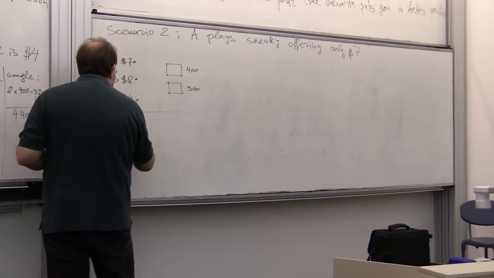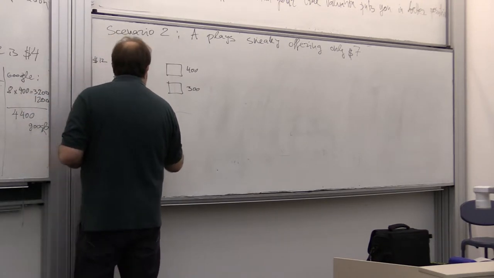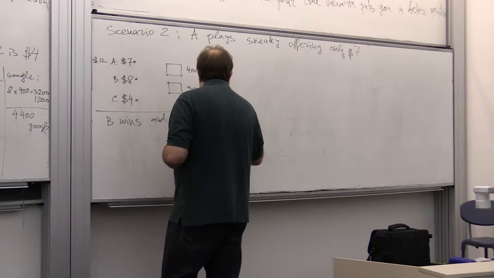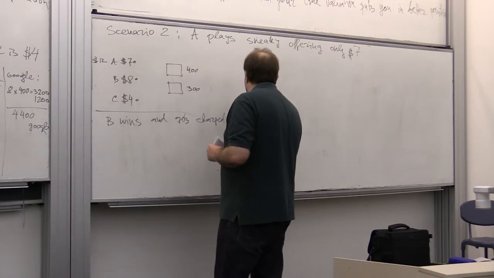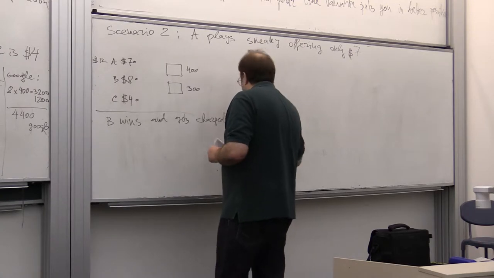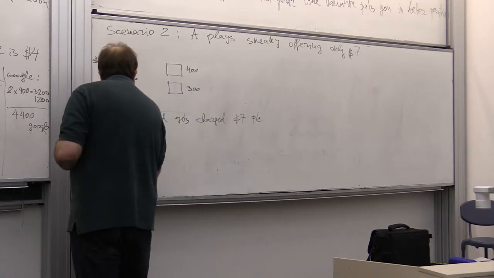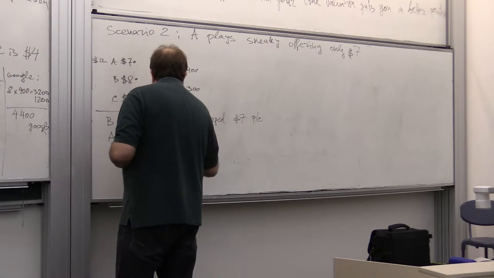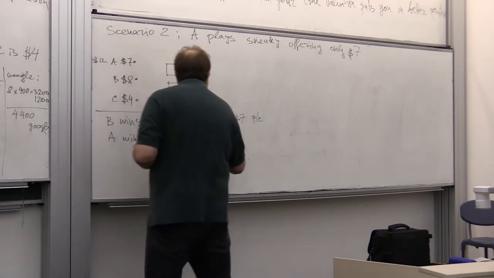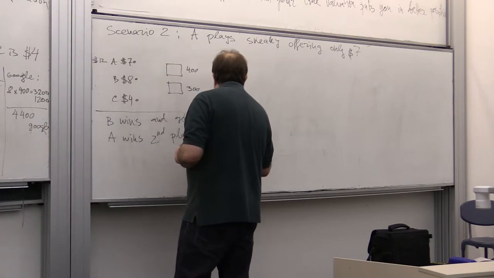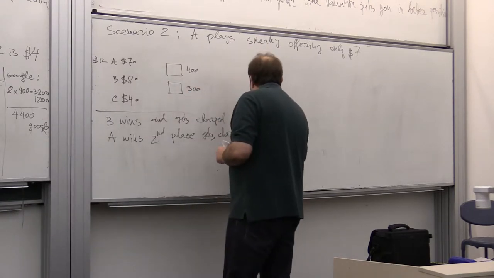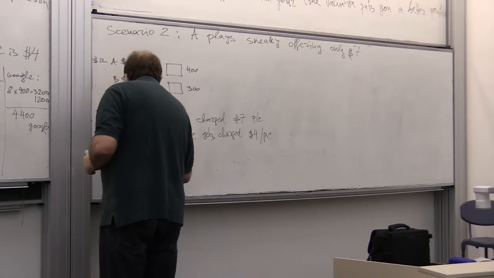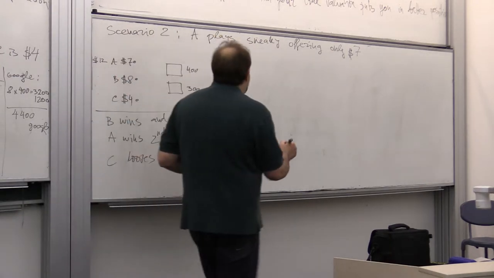So B wins, and gets charged $7 per click, right? Then A wins second place. Gets charged $4 per click, and again C loses. So let's see the profits now.